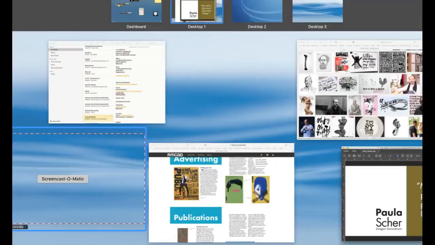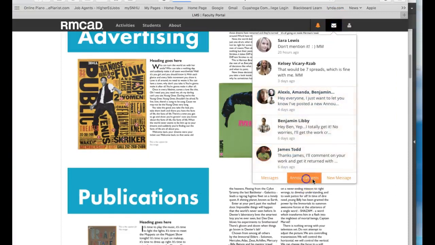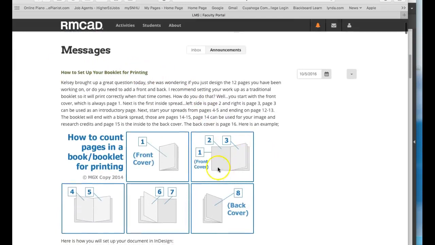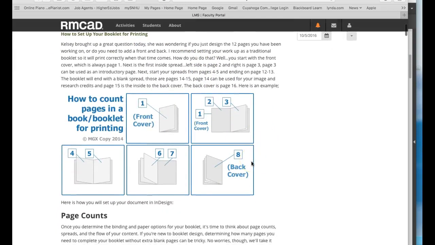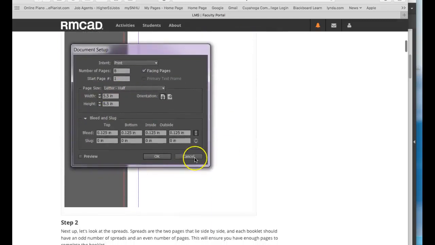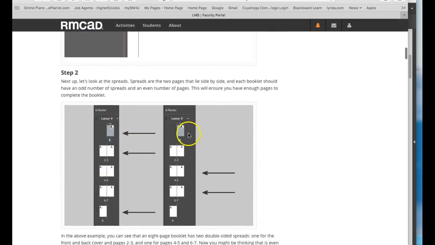Well, the idea is this. I'm going to jump back over to the class, and I know you already saw this, but I'll show you anyway. This is the announcement I put up on how to set up your booklet for printing. If you want to print your booklet, which I highly recommend, you can see how traditionally you would do it: a blank page, the front cover, the inside cover, a blank page that is either blank or an introduction, and then starting your spreads on pages 4 and 5. We have the page count, and I also showed you how to set this up in InDesign.